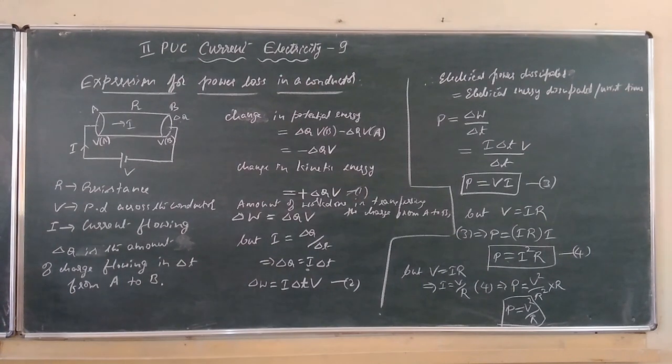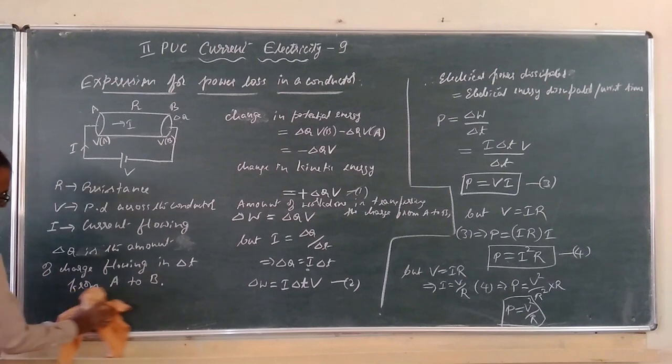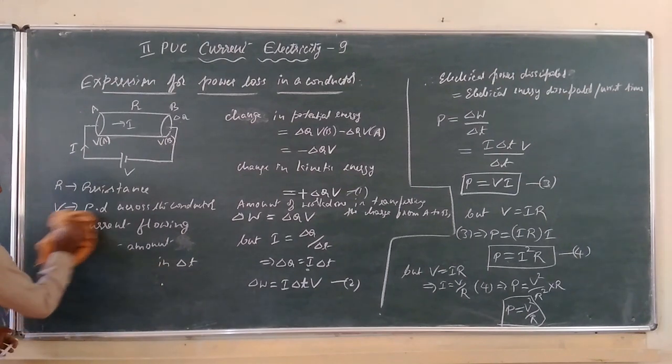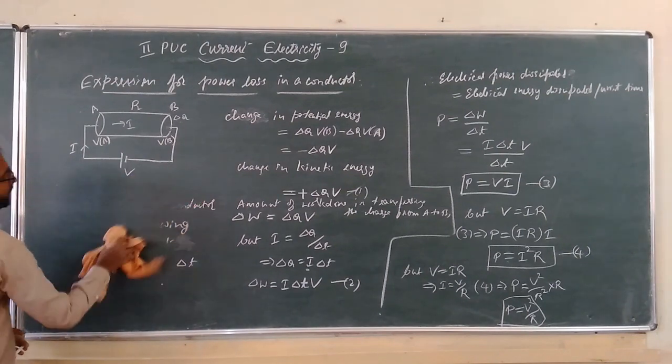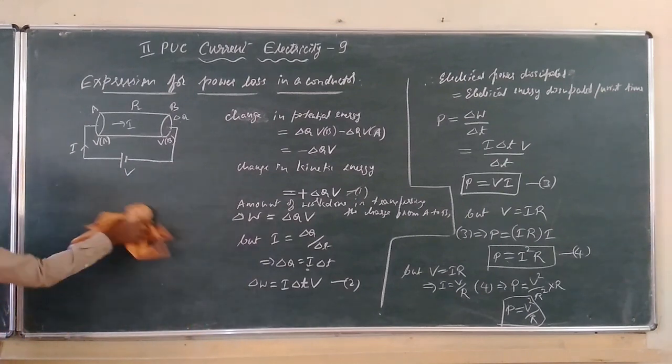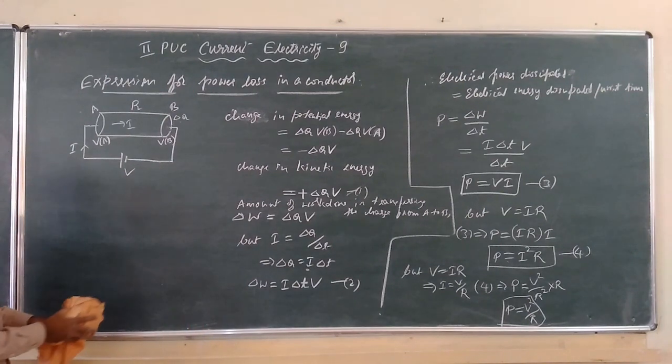So what is the source of power? The power consumed in an electrical device, any electrical appliance, is supplied by the external connected source, which may be a cell or battery or dynamo, right? So that is the source of power, an external connected source of EMF.